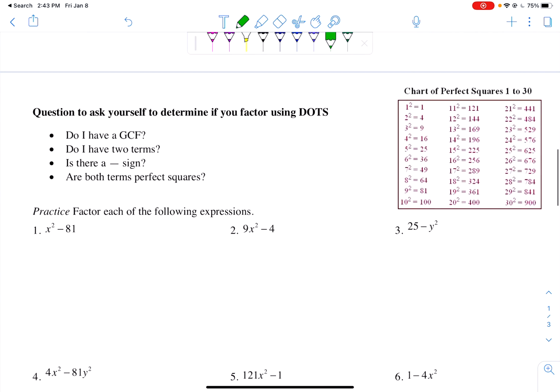I count perfect squares. So the questions to ask yourself if you want to do factoring, because we're not going to tell you use dots, we're not going to tell you use AM method, we're not going to tell you any of that. You got to figure it out. That's math. So here's how we approach.